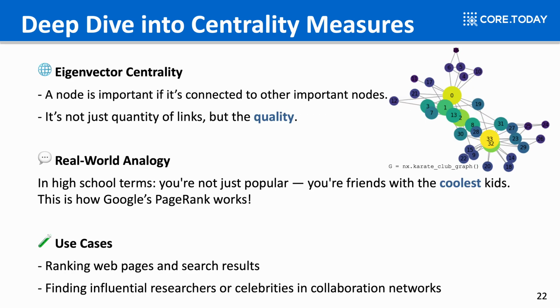Eigenvector centrality is like elite networking. It's not just who you know, it's who they know. You might have fewer connections than someone else, but if your connections are powerhouses, that makes you influential too. This is how Google ranks websites and how you find the hidden VPs in a network.